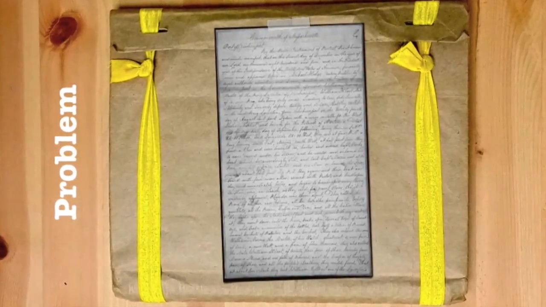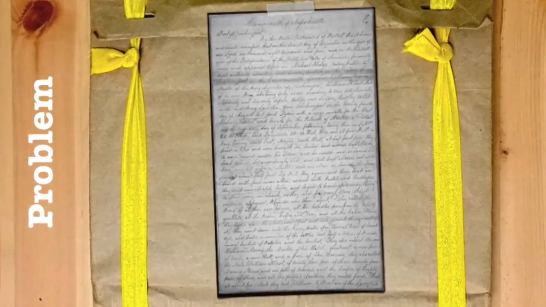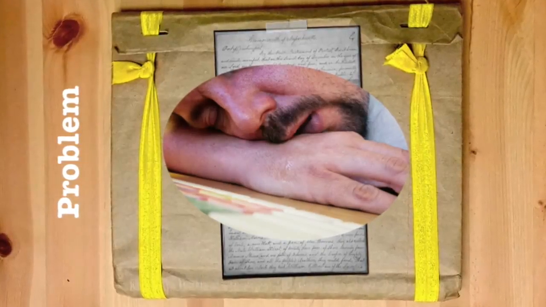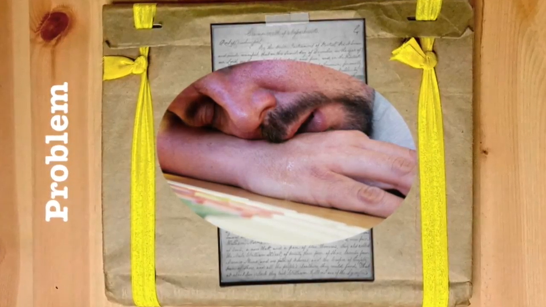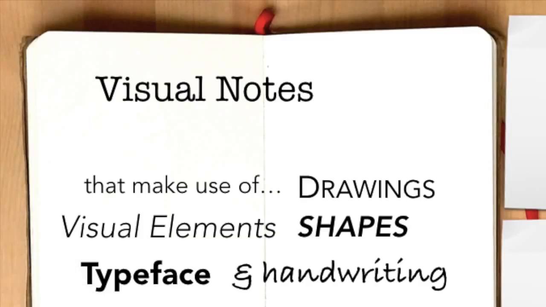When we take notes, oftentimes they look like this, not very legible or useful later, or we fall asleep because we're not engaged or paying attention to what we're doing. Sketchnoting is a type of note-taking that makes use of drawings, visual elements, shapes, typeface, and handwriting. This course will cover the basics of how to do that while adapting your style and building your library of elements.